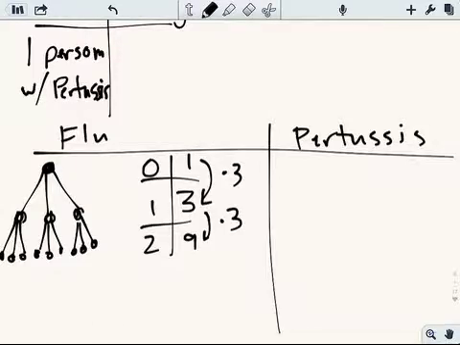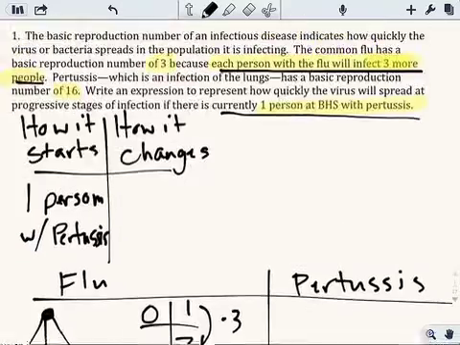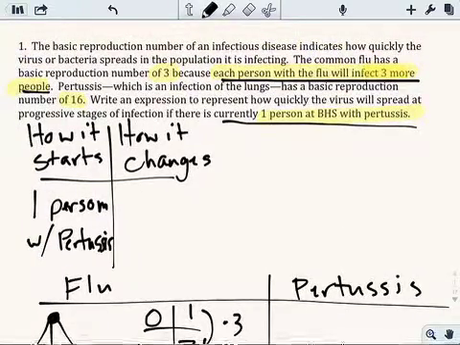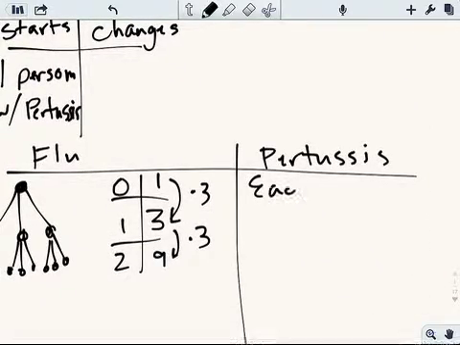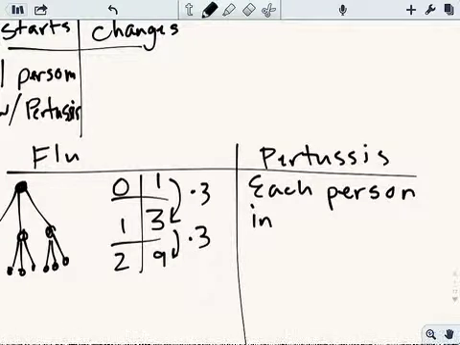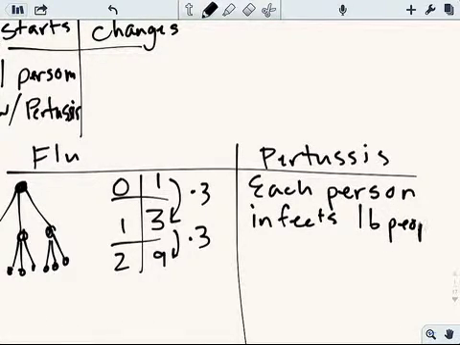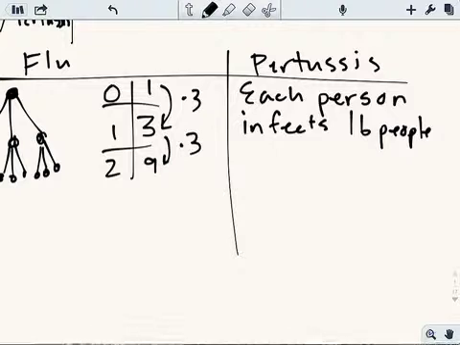And it's going to be really hard to make a diagram for it, and that's because it has a reproductive number of 16. And so each person, I'm just paraphrasing here, which is a helpful thing for you to do whenever you're confused about a problem. Each person infects 16 people. It's an incredibly infectious disease. Okay, so each person infects 16 people, and so I'm going to make a little table for this too.